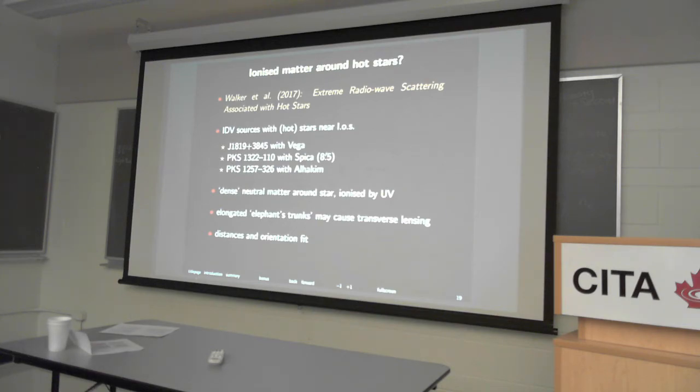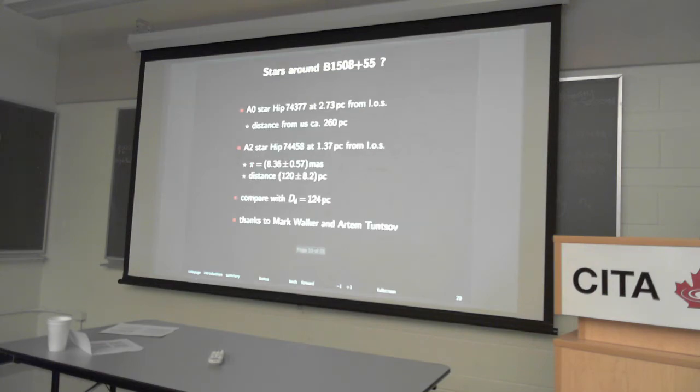So on the next slide, I show if this can maybe help us to explain what's going on with B1508. And here, Mark Walker and Artem Tuntsov, who I think is also in the audience, helped a bit to find stars along the line of sight. There are 2 candidates that could be related to what we are seeing. The first one is relatively far away from the line of sight, 2.7 parsecs, and it's at a distance of 260 parsecs from us, so much further than what we think it should be.